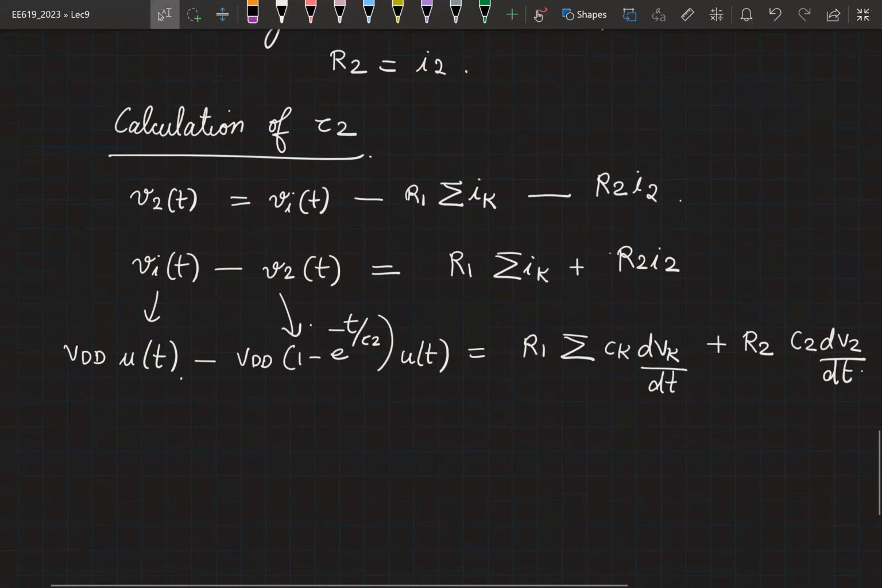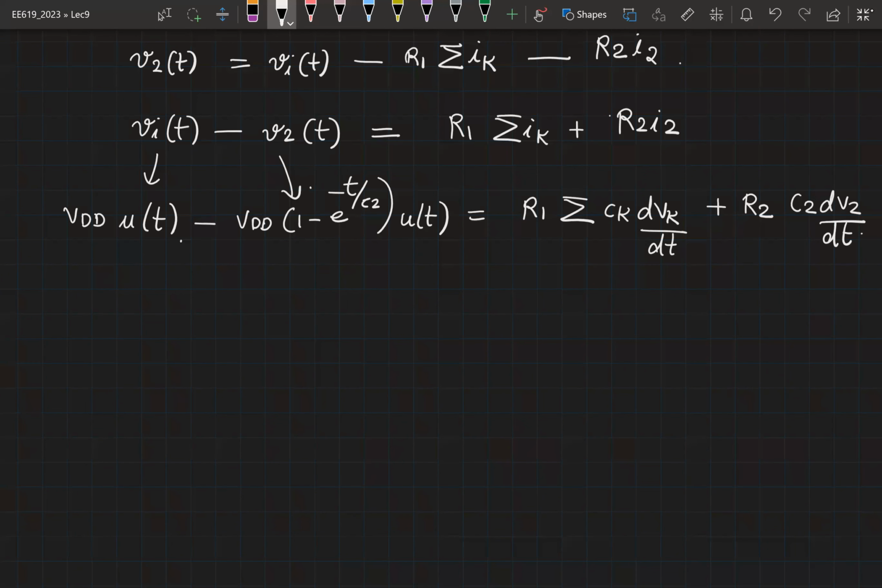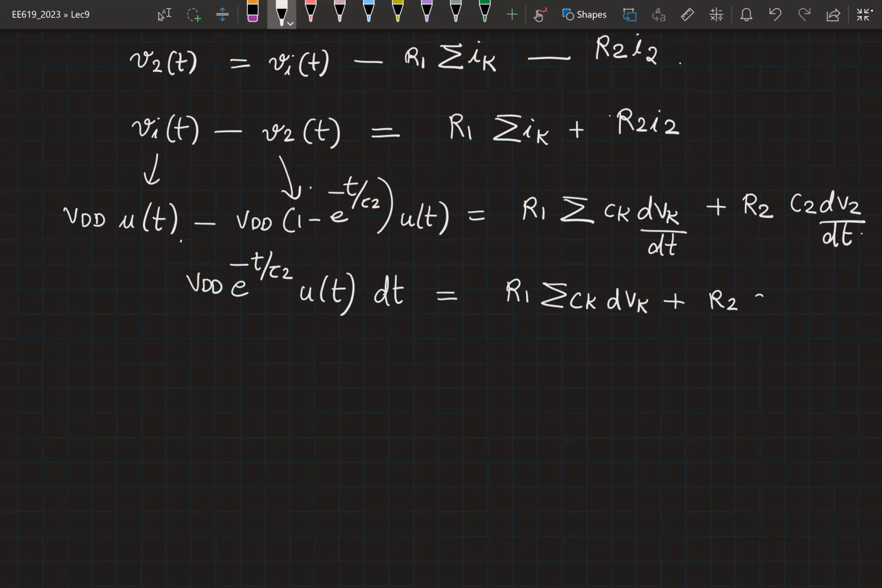So you have VDD into U of t here, another minus VDD into U of t, they cancel off. And you will be left with VDD e power minus t by tau 2 into U of t. Let me bring the dt to this side. So this is dt equal to R1 summation of Ck dVk plus R2 C2 dV2. Now we can integrate all of these.